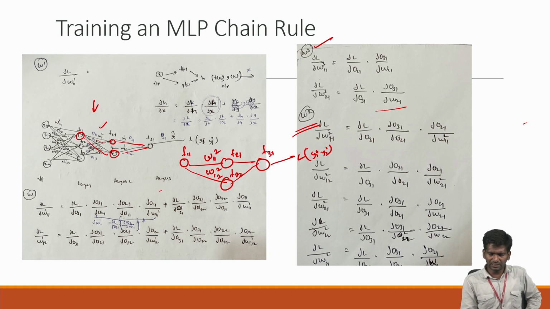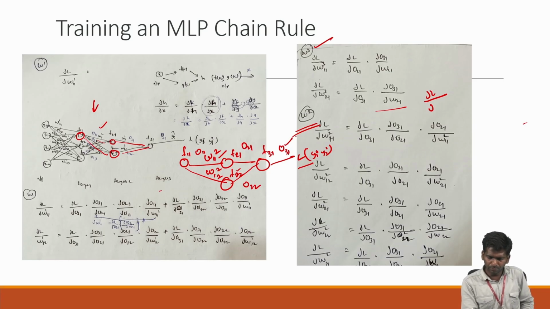Here we'll get 6 equations, right? What is the first equation? Derivative of loss with respect to W11. First we'll take 11, then we'll follow 12. So derivative of loss with respect to derivative of, what is this? This is nothing but O31, this is O21, this is O22. This is the hidden layer, right? It can be written like this also. This is O11.